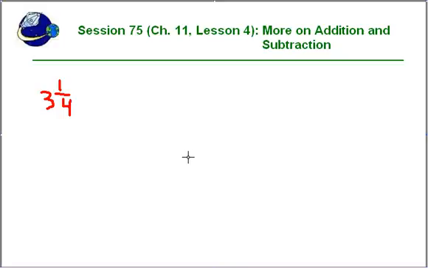We're going to do a little bit more with addition and subtraction of fractions here. But as a quick reminder, when you have a mixed number, like we do here, 3 and 1/4, that does not mean 3 times 1/4, it means 3 plus 1/4. So anytime you have a mixed number, you're going to take this whole number here and you're going to add to it the fractional part of that mixed number. So we could just simply rewrite this.